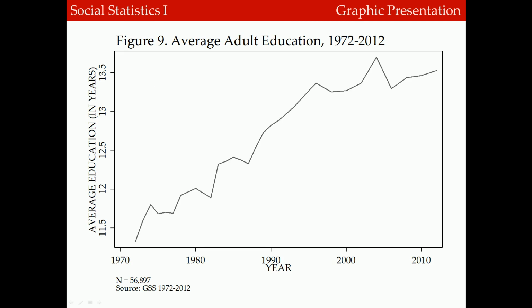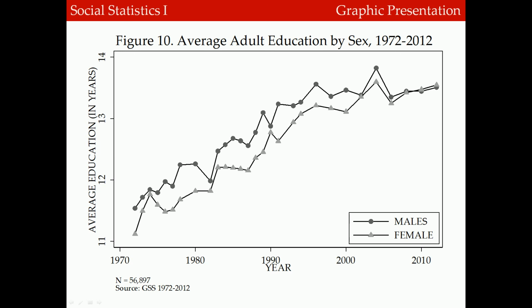So take a look at this. This shows the average adult education from 1972 to 2012. Notice that on the horizontal axis we have year, and then on the vertical axis we have the average education of people in years. And the basic trend is that education, on average, has been going up over the years.